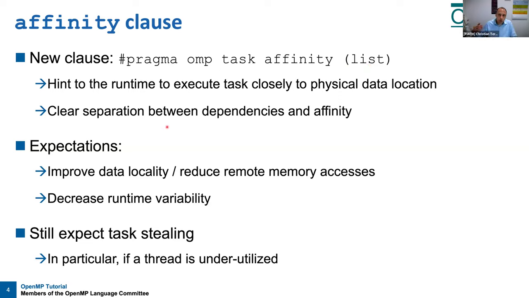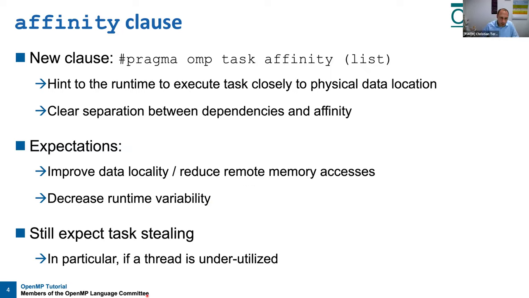The goal is not to ensure that things happen at a certain place, but instead to provide, again, a path to optimization to improve data locality, for example, by reducing the remote memory accesses. That means accesses to data that is further apart than necessary. And I believe that's also important: decrease the runtime variability, because the execution path of the set of tasks in an OpenMP program becomes more predictable, meaning more similar over multiple runs. However, in the future, there will be even more concepts to actually achieve that.